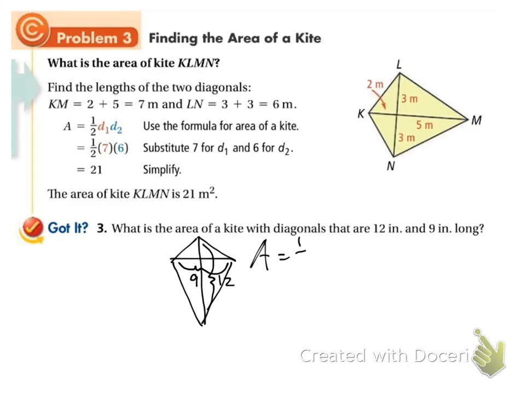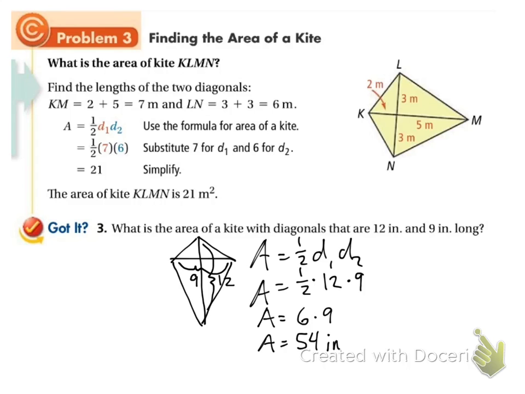A equals 1/2 d1 d2. So A is equal to 1/2. Doesn't matter which one you call d1 and d2. You're just multiplying, so order doesn't matter. So 1/2 times 12 times 9, which is the same thing as 6 times 9. So our area is 54, and we're in inches, so inches squared.